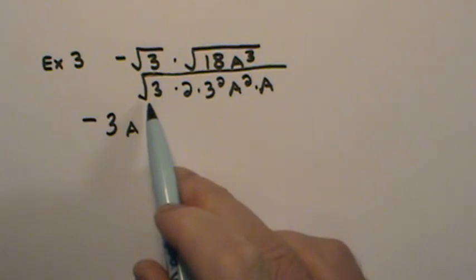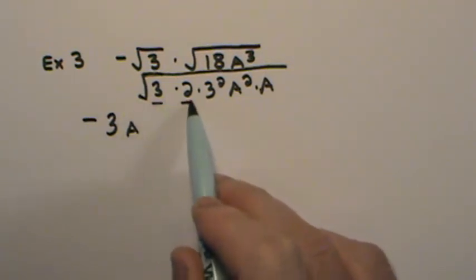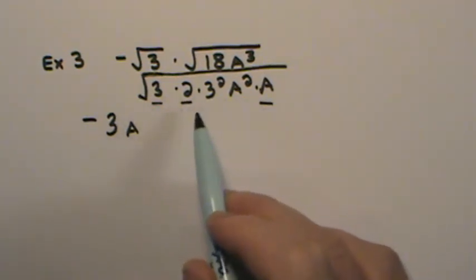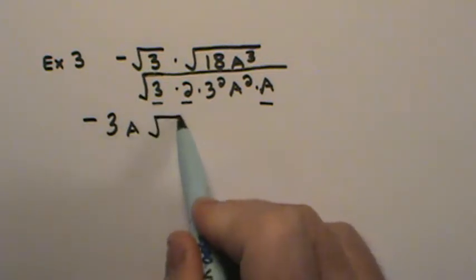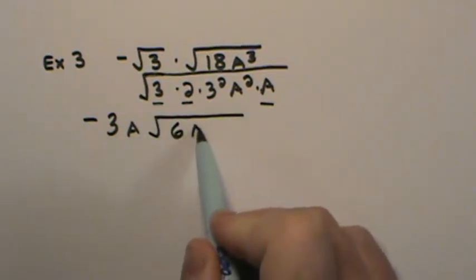And then when we look at what's left, we have this 3, this 2, and this a that's staying behind. So I would call that square root 6a.